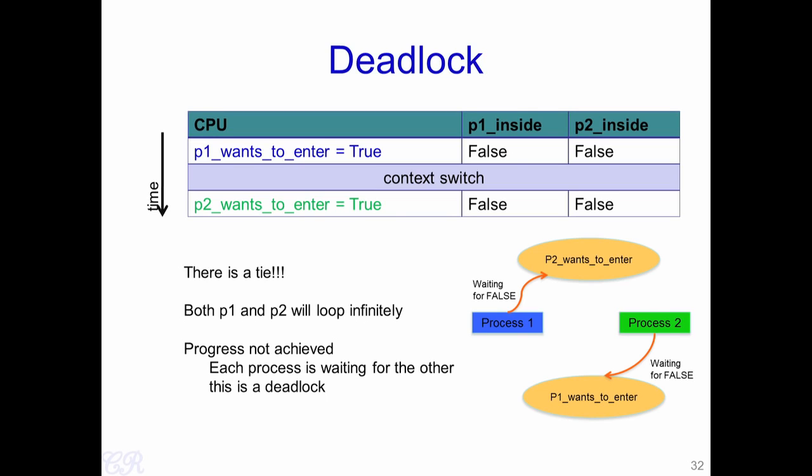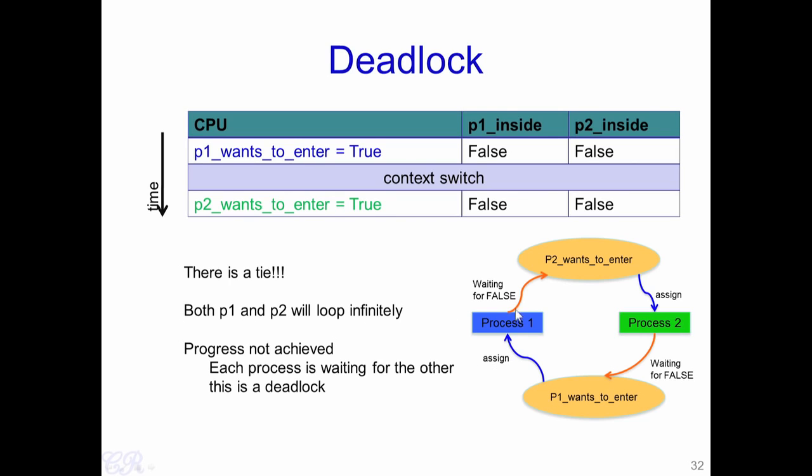However, the problem here is that process 1 needs to change the value of this flag, because this flag can be only changed by process 1. Similarly, process 2 needs to change the value of this flag, since this flag can be only changed by process 2, and therefore, we see that there is a tie.